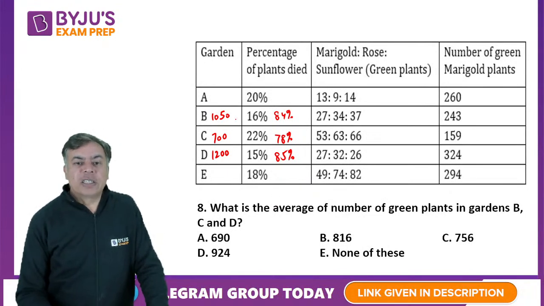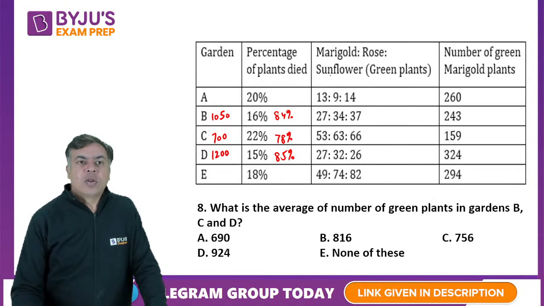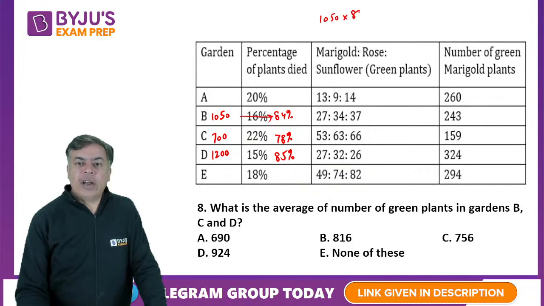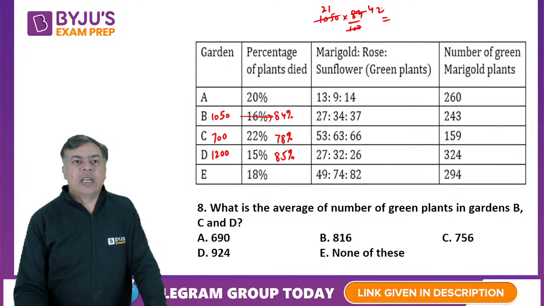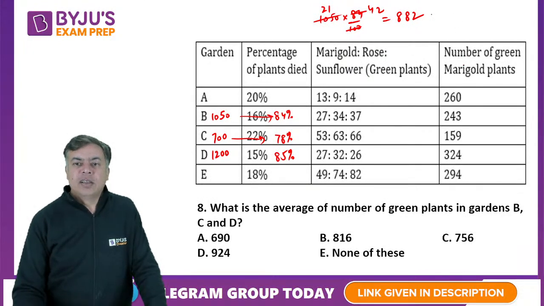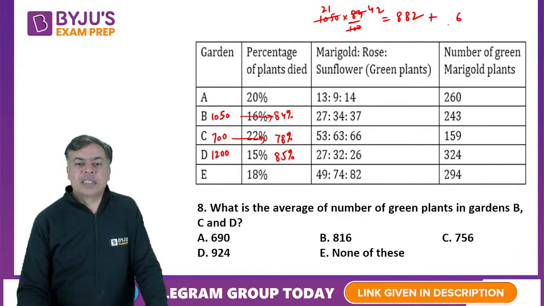So 84% of 1050 will be 1050 into 84 by 100. It is 42, and if you cancel by 50, it will be 21. So 21 square double, so it will be 882, right? So B green plants are 882. C green plants are directly multiplied by 7. So that will be 7 into 8, 56, 7, 7, 49 and 5, 54.